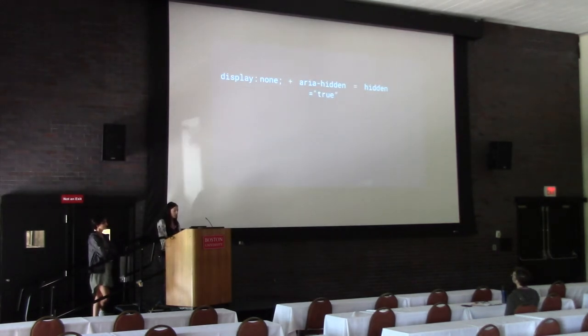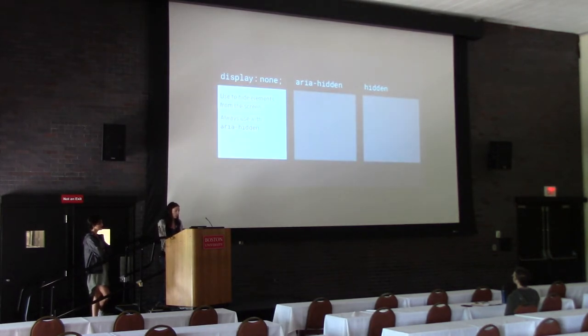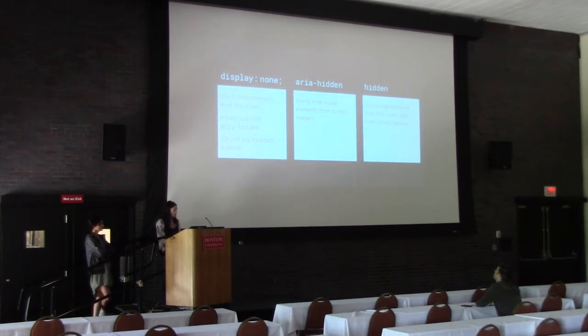So essentially, using the hidden attribute is the equivalent of using both display none and ARIA hidden set to true. If you are going to use display none, you should couple it with ARIA hidden, or you can just use the hidden attribute instead. And then cases where you would use the ARIA hidden attribute are cases like where we had the SVG icon. We wanted to hide that from the screen reader because we were applying the label to the parent element instead. Also decorative elements, you can hide them from the screen reader using ARIA hidden.